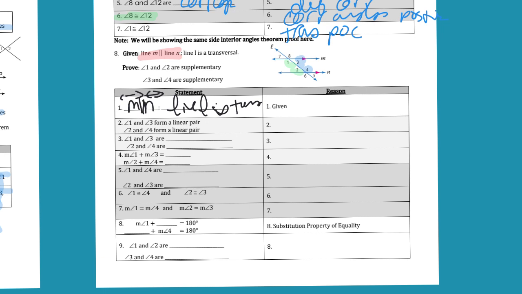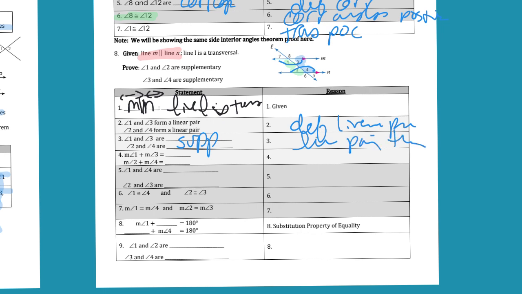So 1 and 3 form a linear pair, and 2 and 4 also form a linear pair, don't they? Do you see those? How do we call them a linear pair? By definition of the linear pair. But if they're a linear pair, what do we know about those angles? We know that 1 and 3, and also 2 and 4, will be supplementary. Why? The linear pair theorem.